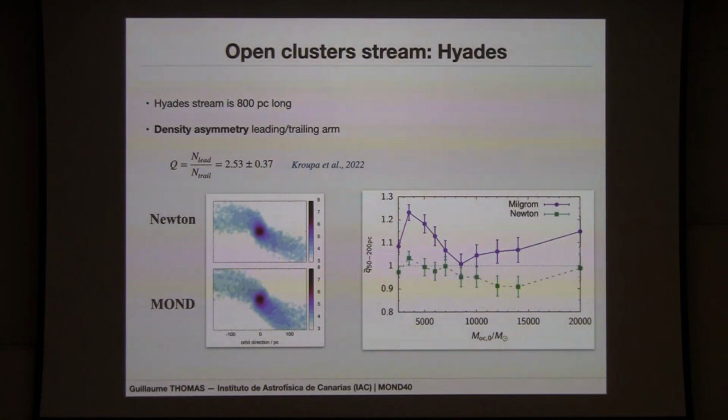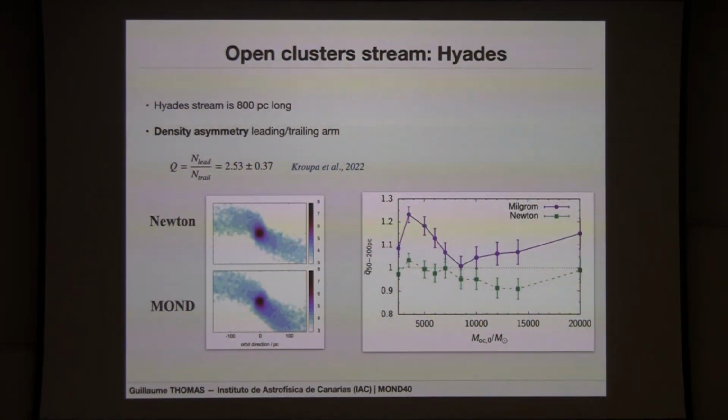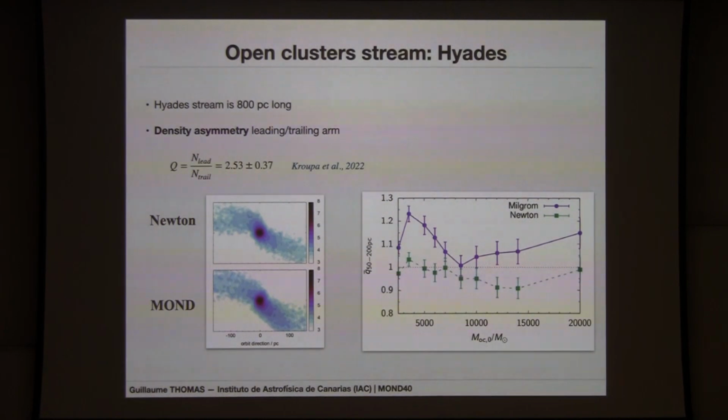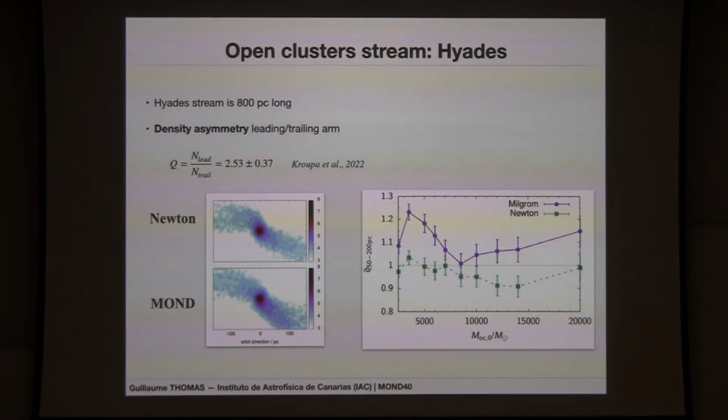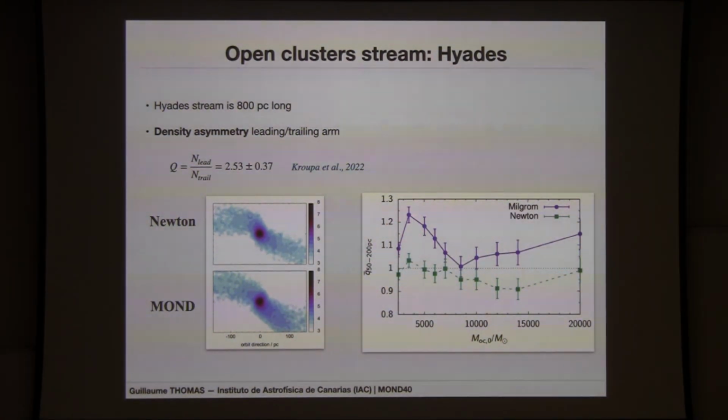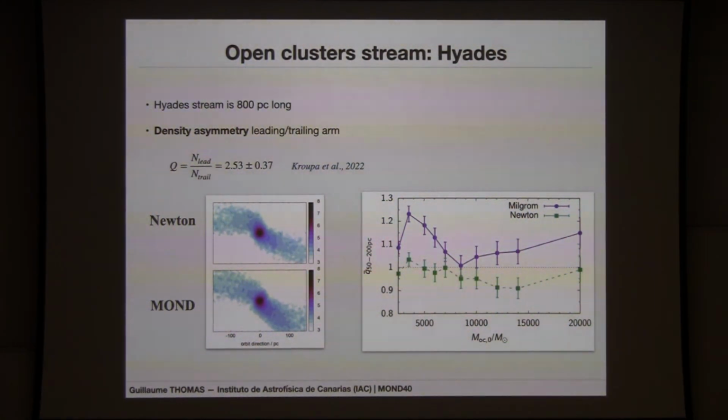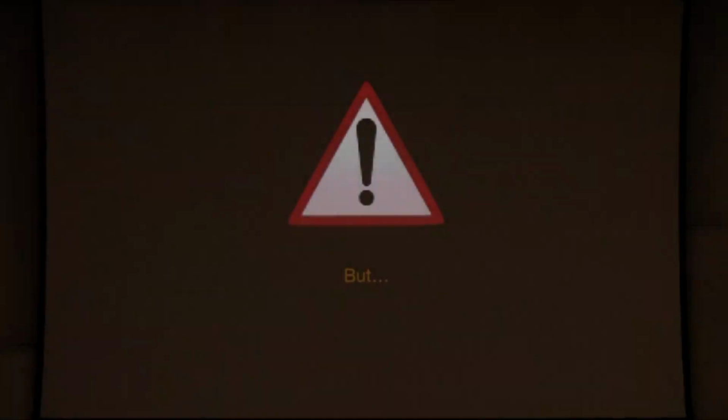You can see that you can get an asymmetry which is clearly visible in MOND for almost all the masses, whereas in Newton you get something around 1 or even slightly below 1, with a trailing arm which is slightly more populated in that case. And the maximum value that you reach in MOND is around 1.2, whereas when you compare the observations, you have something around 2.5, so you see that you have several sigma of difference anyway.